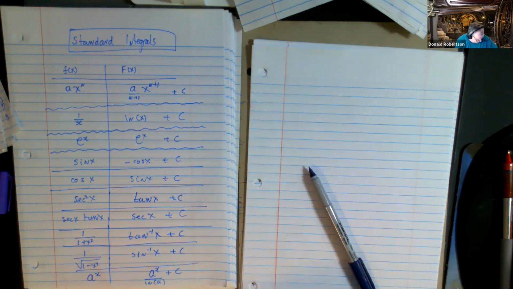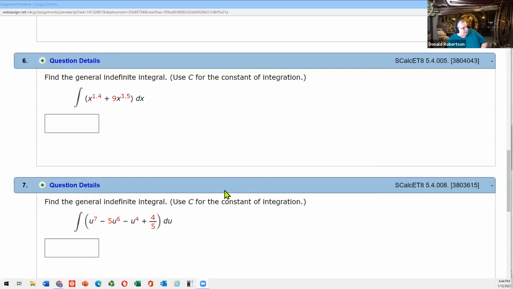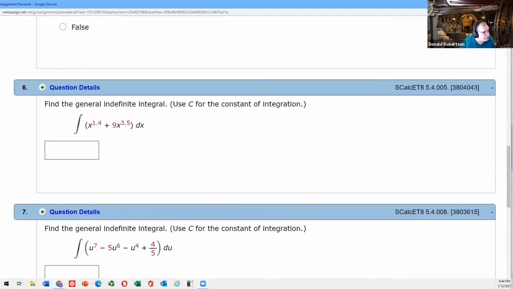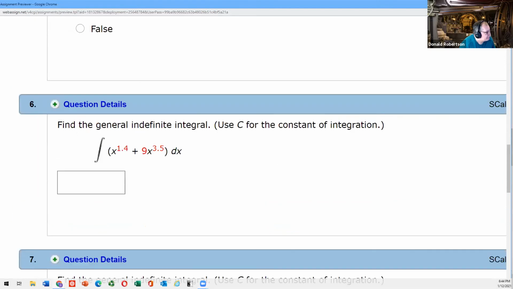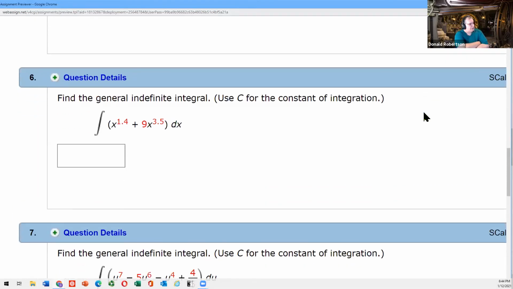Okay. For the last 10 or so minutes, let's just look through what these questions look like in the homework. Look at question 6. I'll make that bigger. Find the general indefinite integral, in other words, find the one with the plus c.